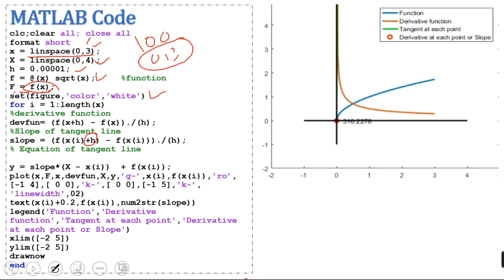This command is for setting the figure color white, and now we use a for loop for i equal to 1 to length of x. This is the derivative function. It gives us the slope of the tangent line at each point, and this is the equation of a tangent line. Then we plot our derivative function, x versus derivative function, and x versus the given function.